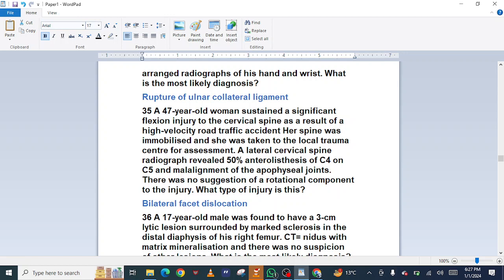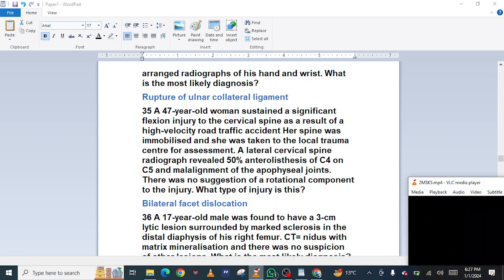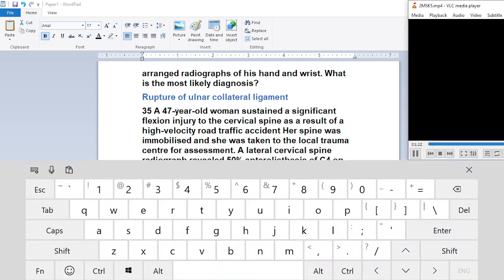traffic accident. Her spine was immobilized and she was taken to the local trauma center for assessment. A lateral cervical spine radiograph revealed 50% anterolisthesis of C4 on C5 and malalignment of the apophyseal joints. There was no suggestion of a rotational component to the injury. What type of injury is this? Bilateral facet dislocation.